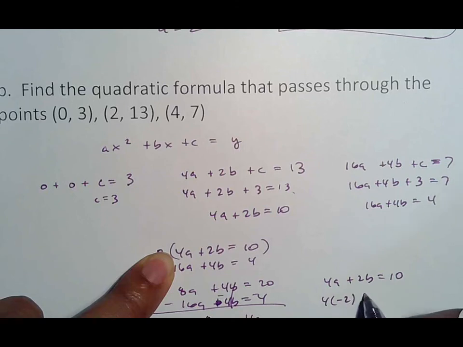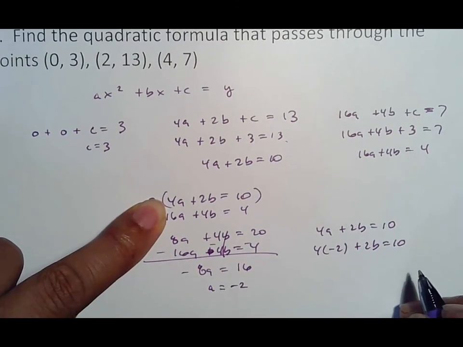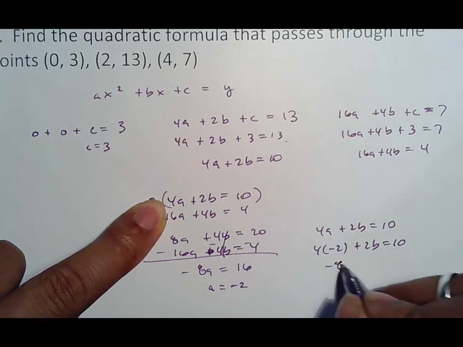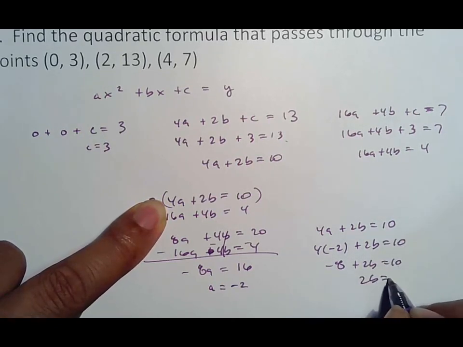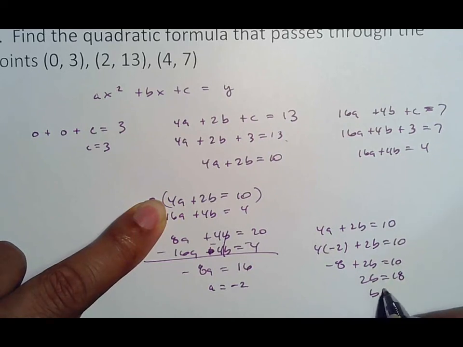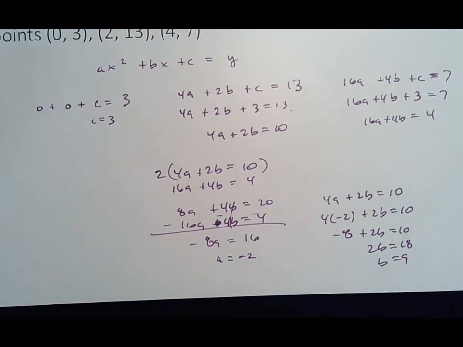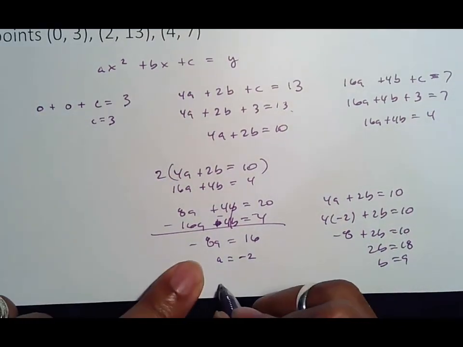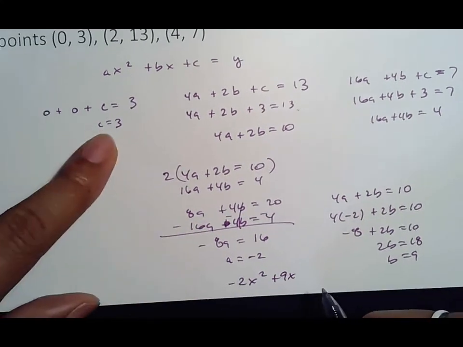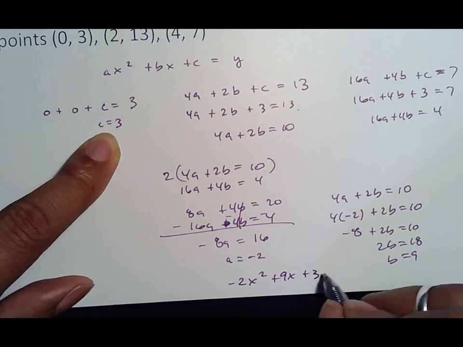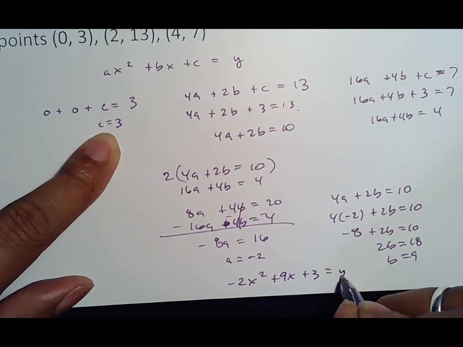4 times negative 2 plus 2b equals 10. Negative 8 plus 2b equals 10. Add your 8, 2b equals 18. Divide by 2, and b is equal to 9, which means that my formula in the end is negative 2x squared plus 9x plus 3 equals y.